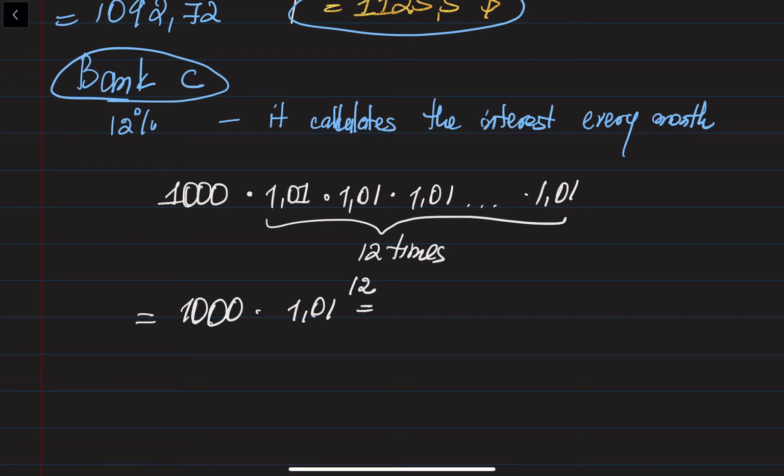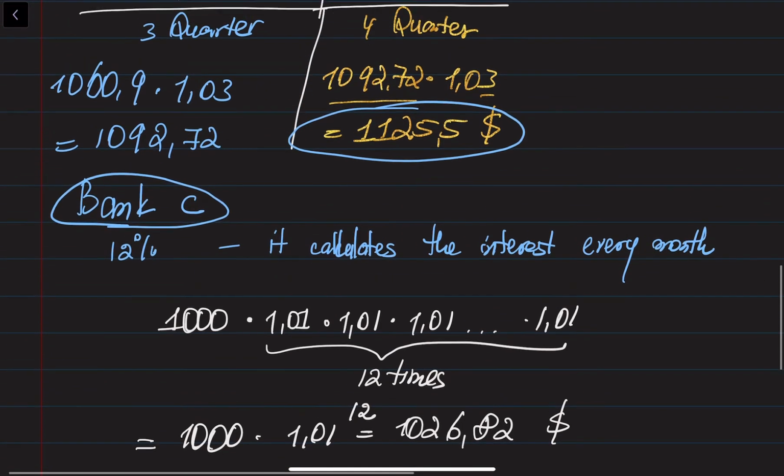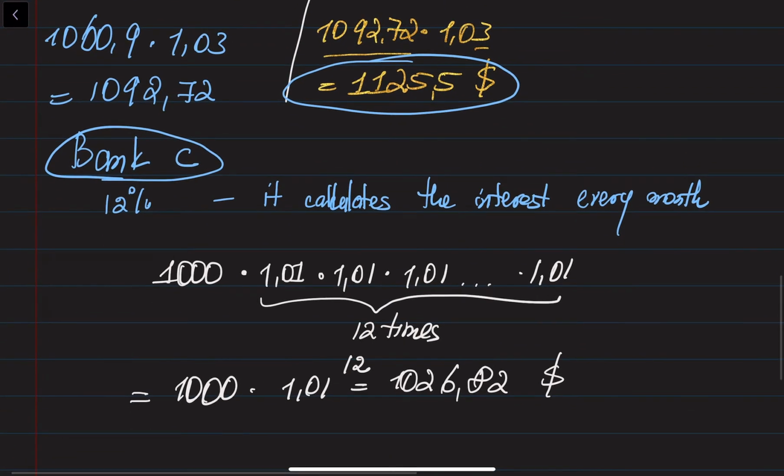So let me do this using a calculator. So 1.01 to the power of 12. And I have to multiply this by 1,000. And what we'll get is $1,126.82. So this is even more than before, right? So before it was 1,125. Okay, you see, if I just increase the interest periods, then I will get more and more money.